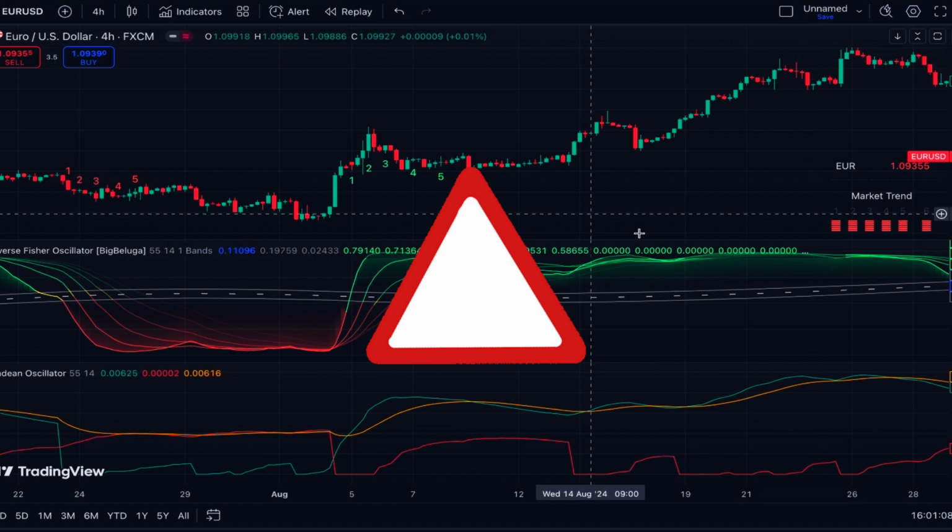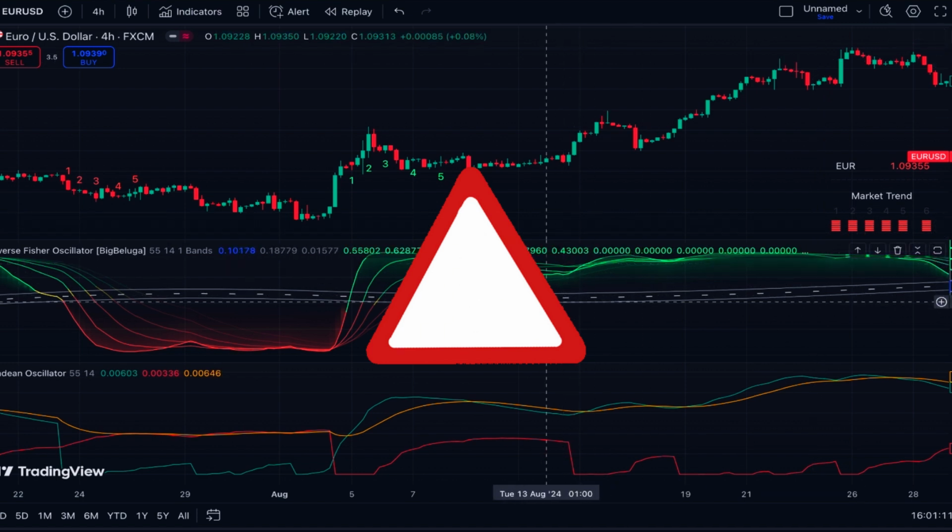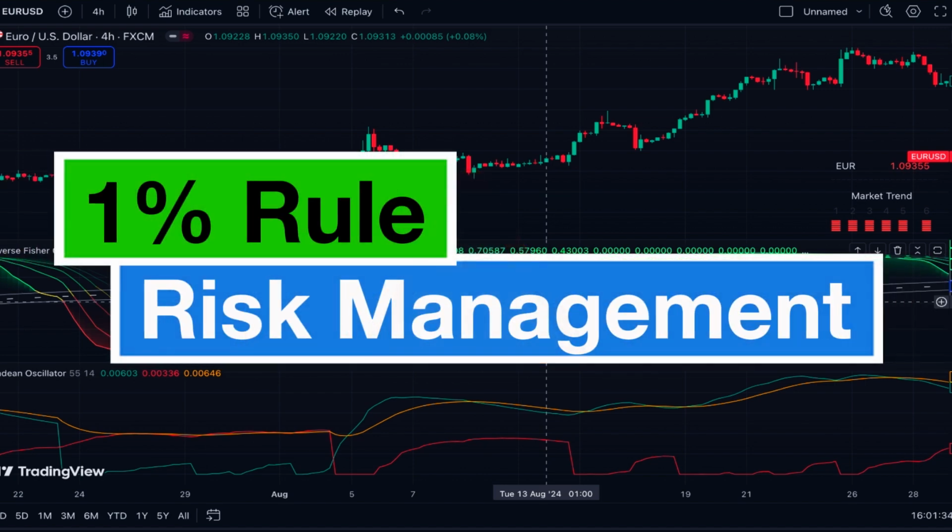Please pay attention that although this setup is very accurate, it doesn't mean that you will not encounter false signals. This is not possible in reality, and having losing positions is always part of the game and you need to manage them properly. There is a risk management strategy that is called 1% rule, and it's one of the best risk management strategies that you can use. I have a complete guide on this. The link is also placed in the description and I highly recommend you to watch it, because without a proper risk management strategy you cannot become a successful trader.